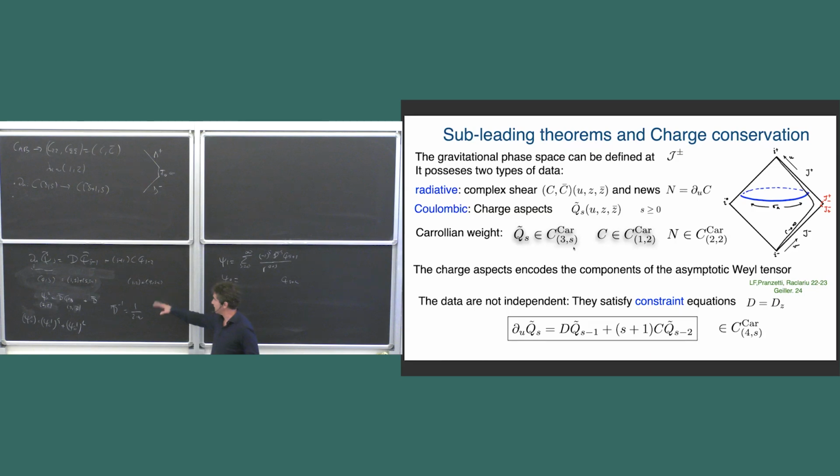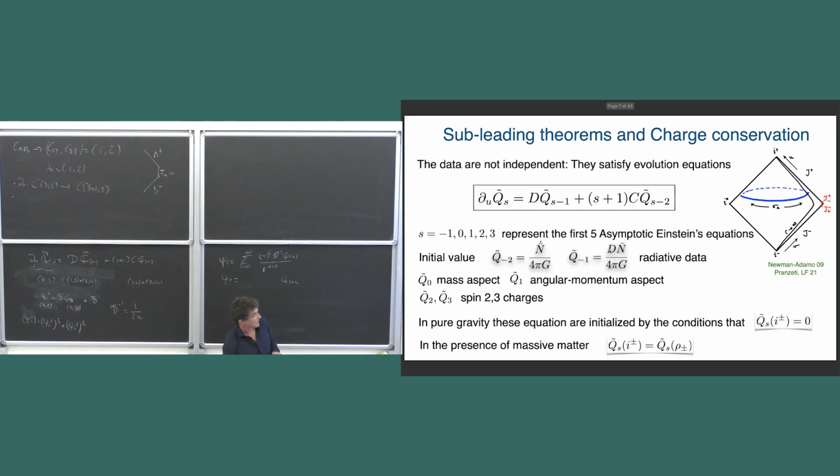So up to spin 3, there are no dots. Okay, up to spin 3. Let me say that a bit more. So this is what I say: up to spin 3, so these are 1, 2, 3.